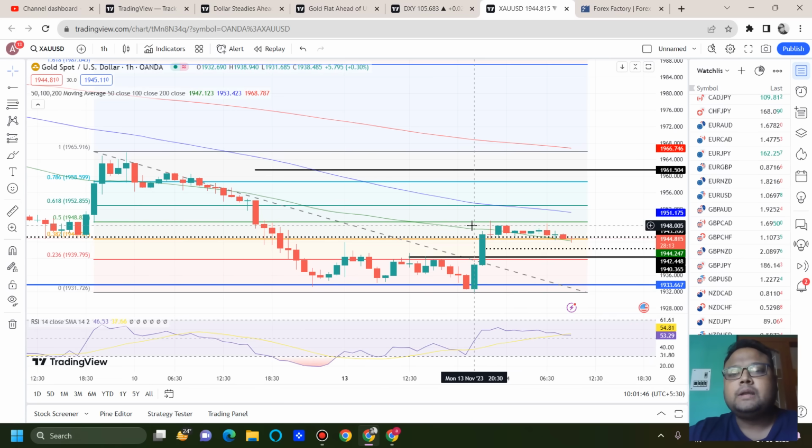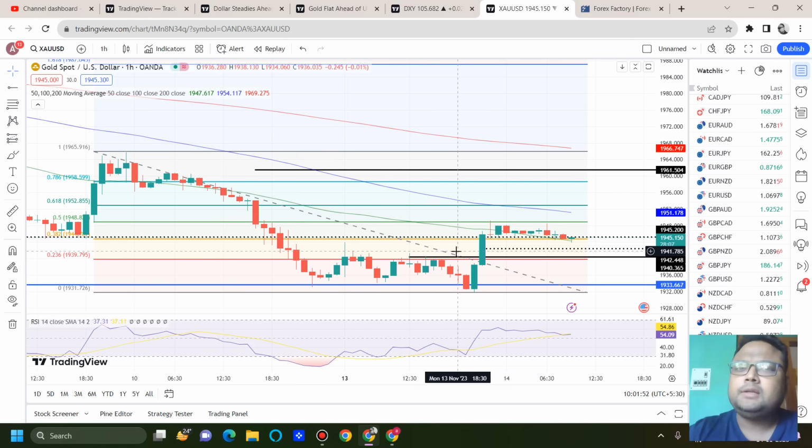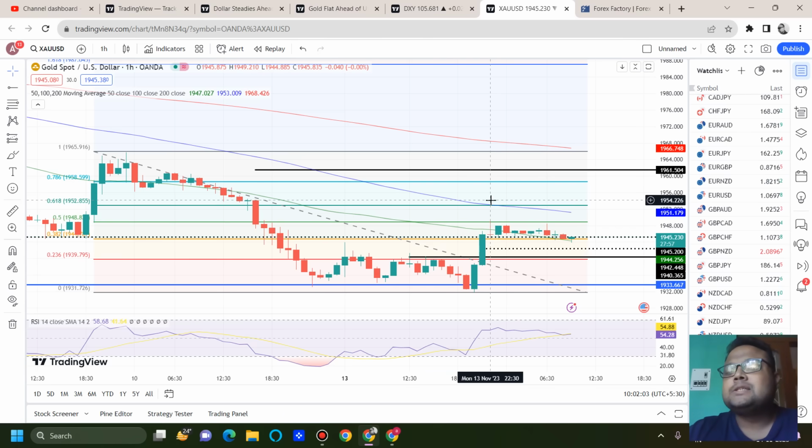We can see the market showed reversal from 1950 and hopefully you guys made money. The market did not hit the 1950 level precisely, but as we all know, levels work as a zone in the market. So more or less we can see that yes, our resistance worked. And right now gold is standing at 1945.